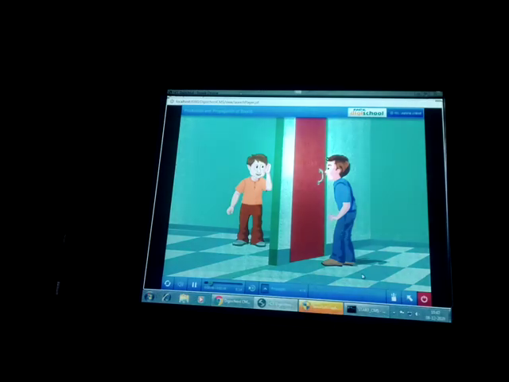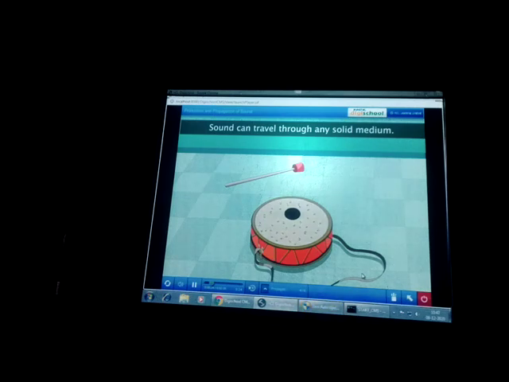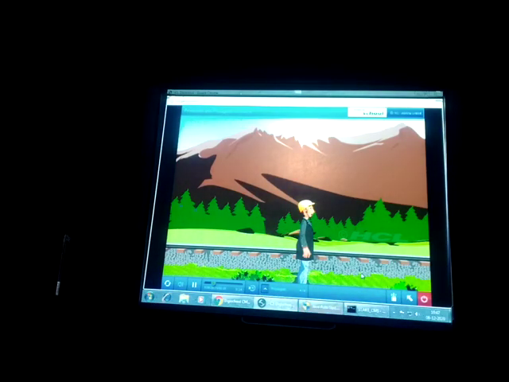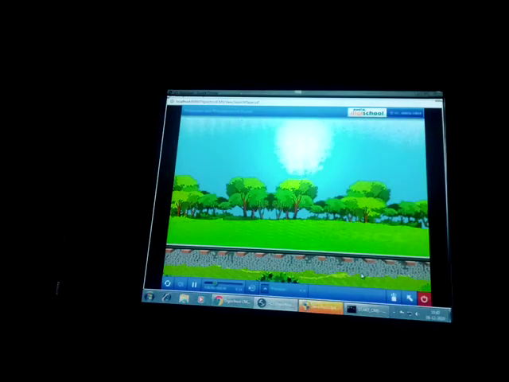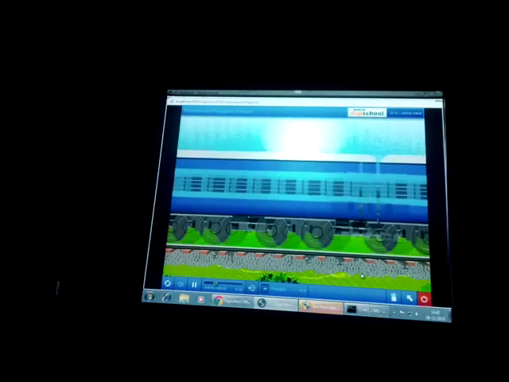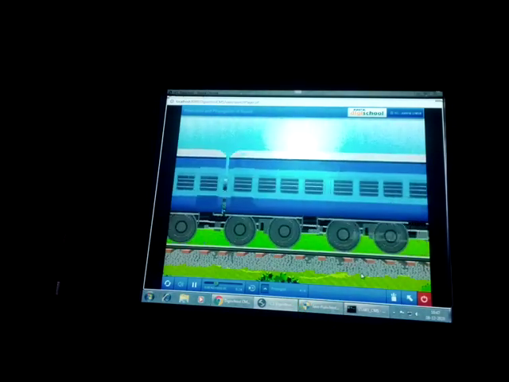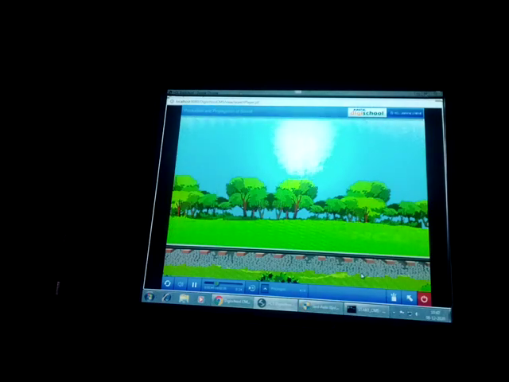This shows that sound can travel through a wooden door. Or, for that matter, sound can travel through any solid medium. How do railroad engineers come to know that a train is approaching? They check this by listening to the tracks.